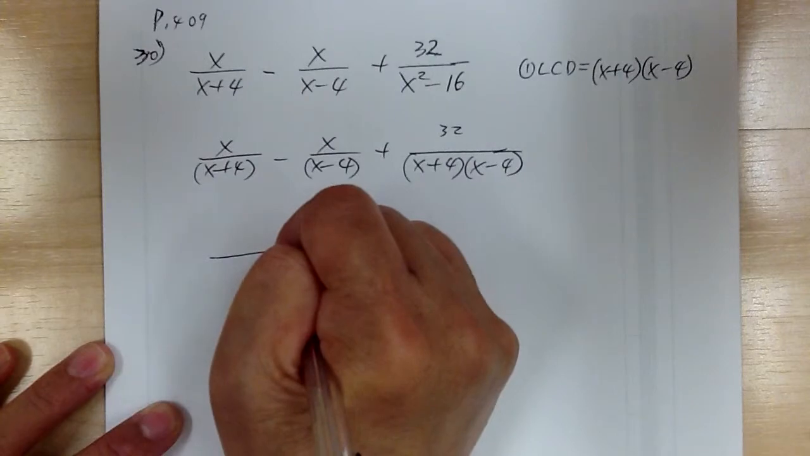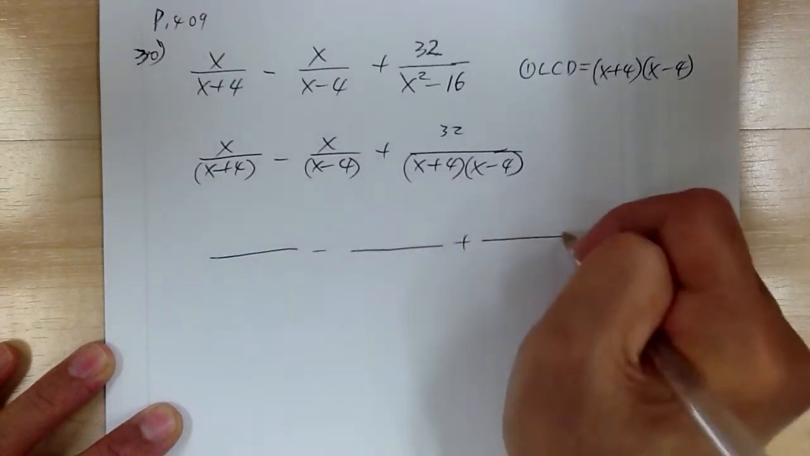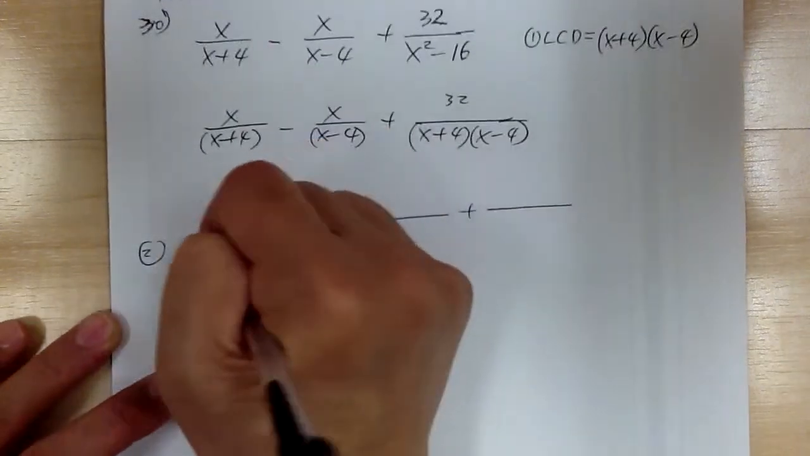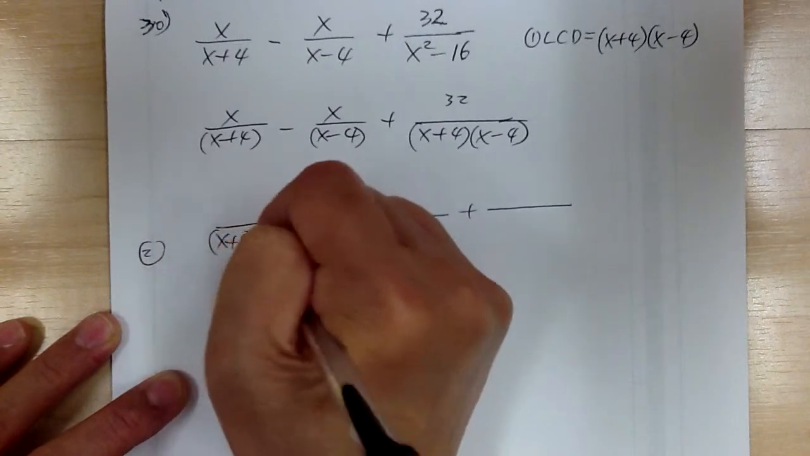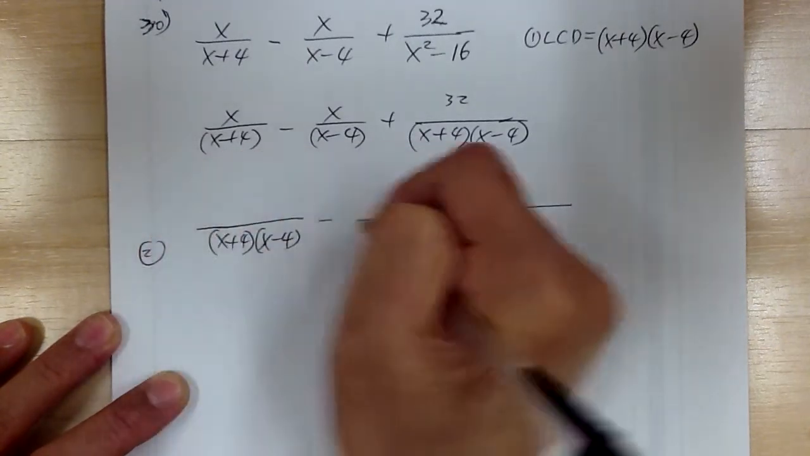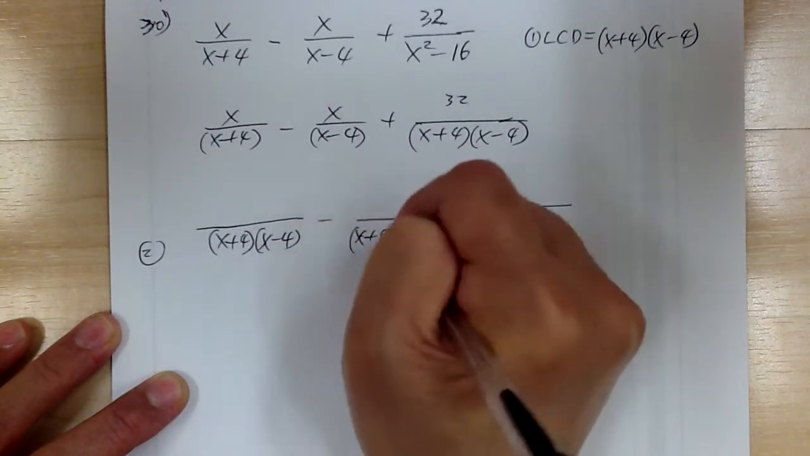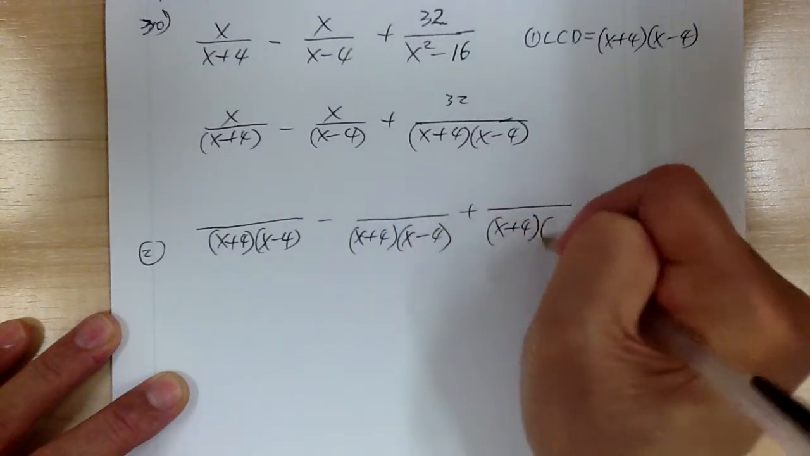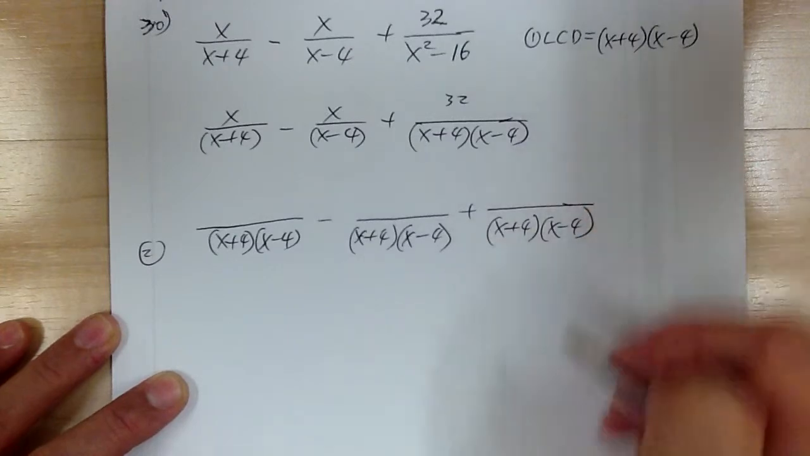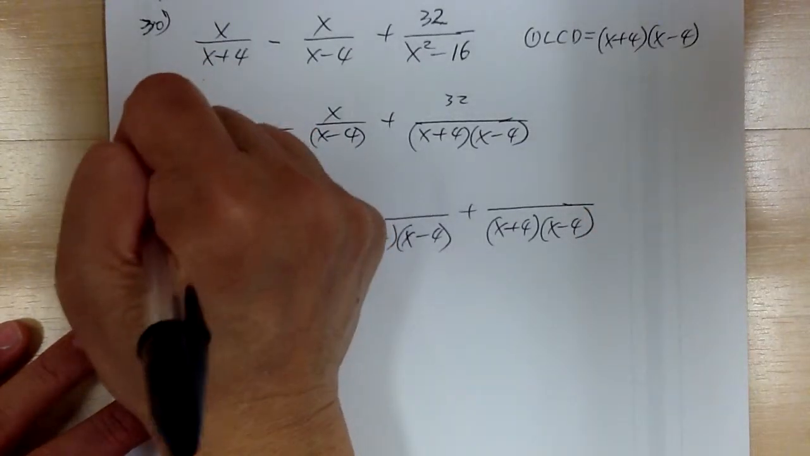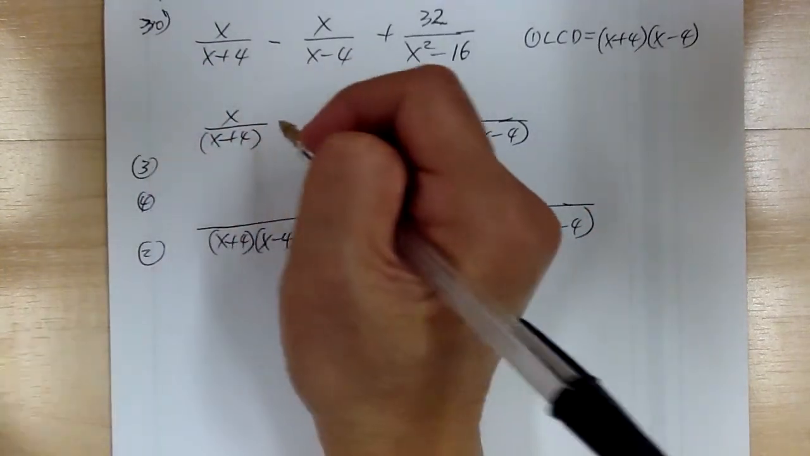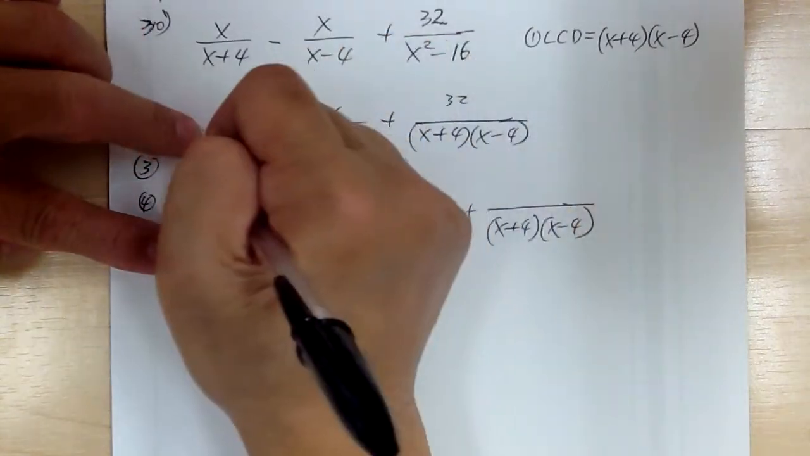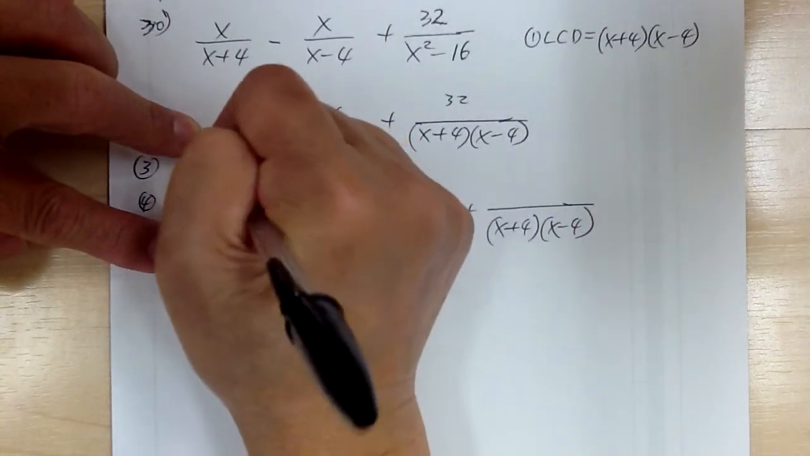So step 2, get your fractions ready and get your LCD: x plus 4, x minus 4, over x plus 4, x minus 4, over x plus 4, x minus 4. Now you do steps 3 and 4. From here to here, you're missing x minus 4.